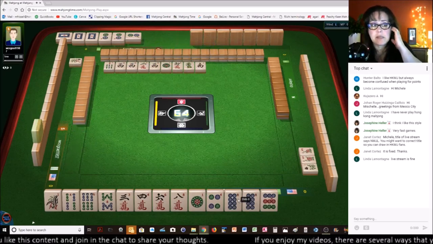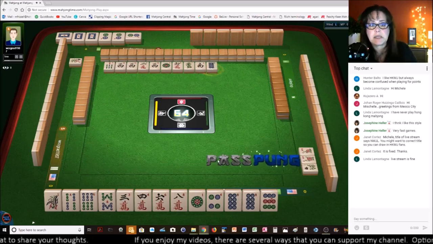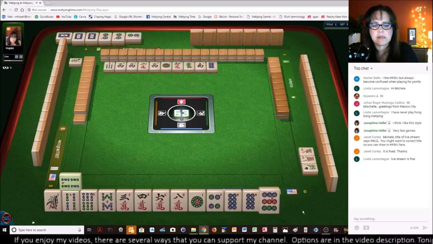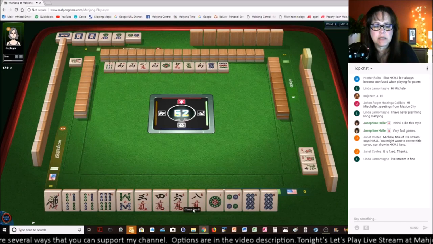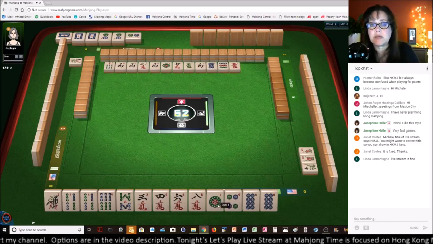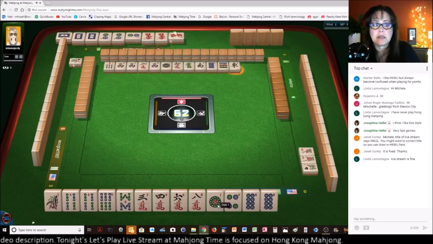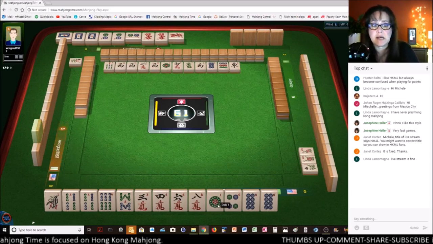South wind. Looks like we might have all pung across from us. Eight dots. I'm not going to pung that. Not with one pair. Let's get rid of the 9 dot. 9 dots. Okay. Red dragon. Let's see. Probably would have been better for me to get rid of the 1 dot instead of the 9 dot. East wind. And if the player across from me is in dots alone, or dots and honors, I need to get rid of these dots.